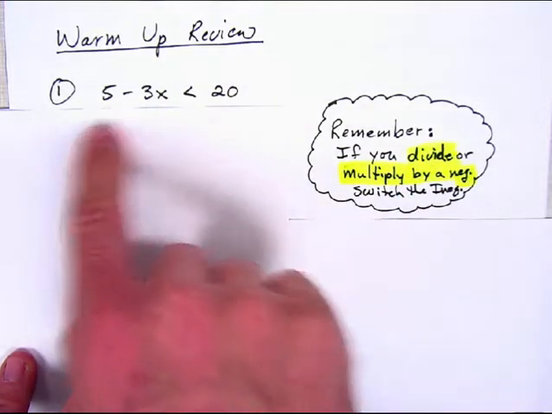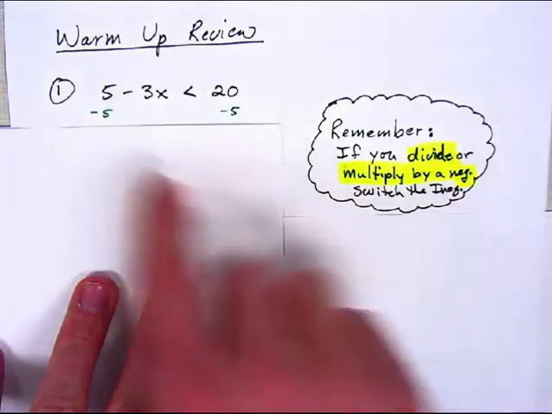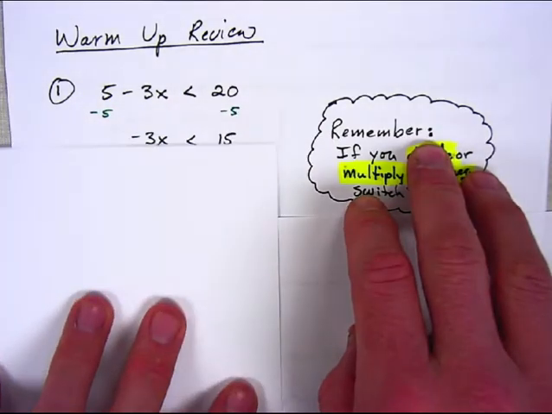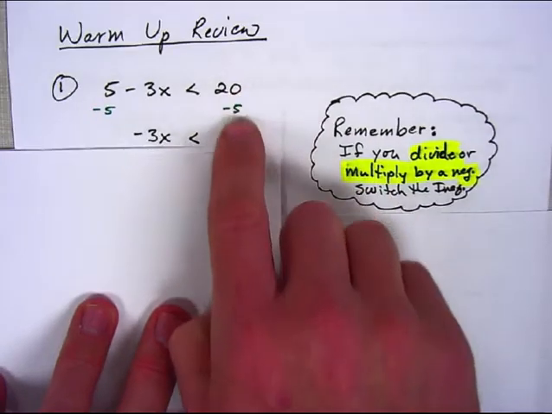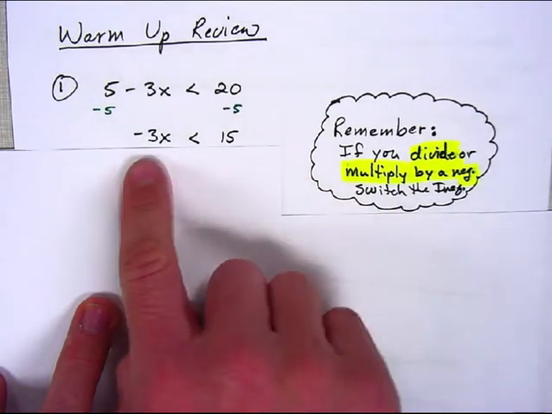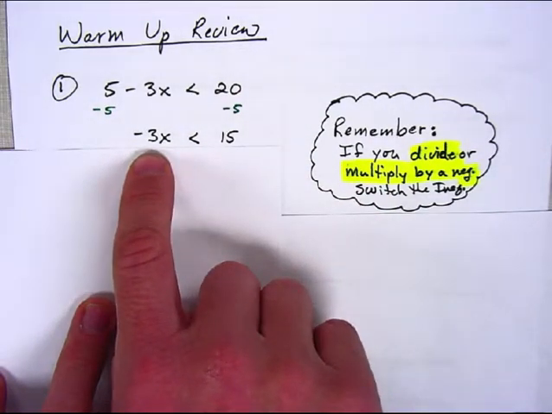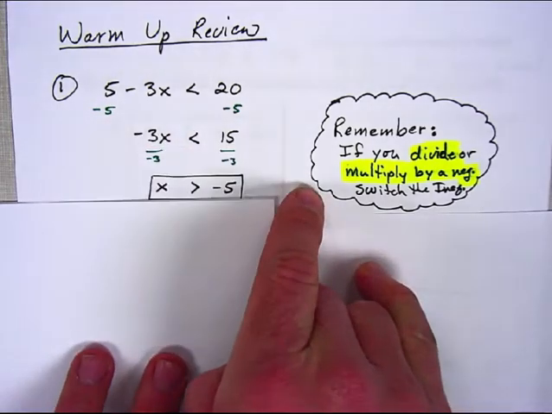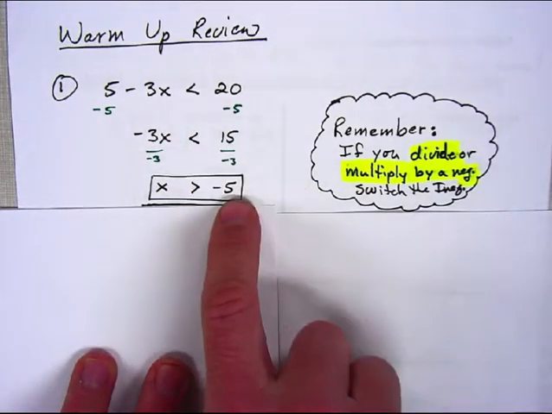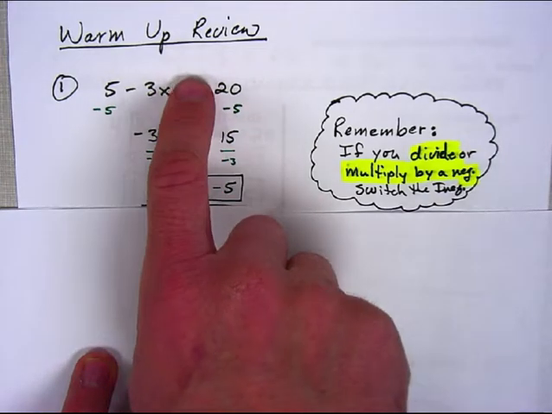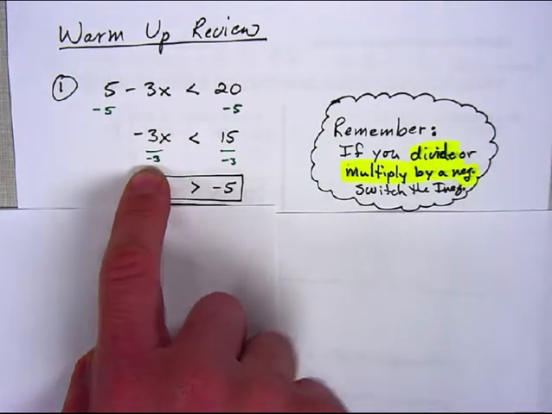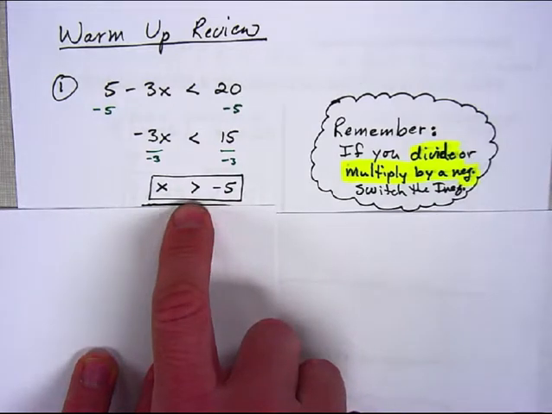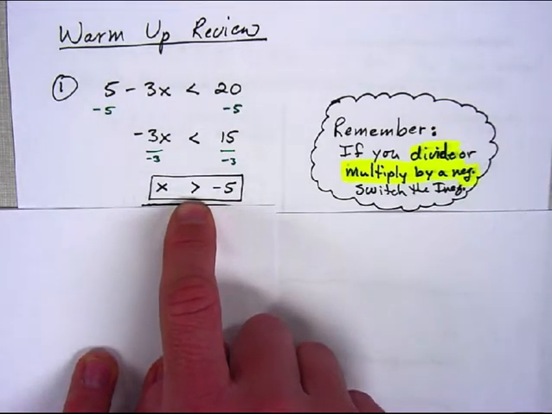To solve this, to get x by itself, you're first going to subtract 5 from both sides. When you subtract 20 minus 5, you get 15. Then, to get the negative 3 out of there, you divide by a negative number and get x is greater than negative 5. Now notice what happened here. The inequality stayed in the same direction the whole way through, but when we divided by the negative number, hopefully you also remembered to change it around and say x is greater than negative 5.